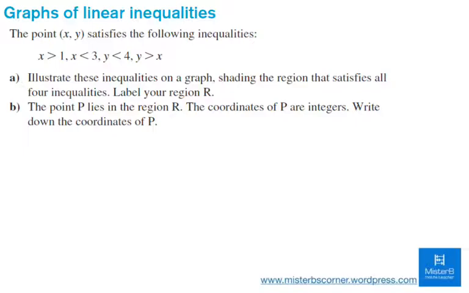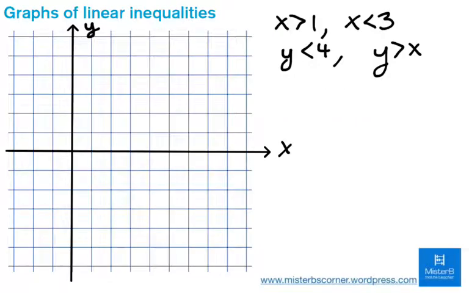So let's try that. Here are our inequalities, and I have to draw these as if they are linear equations first to find the borders of the region. So basically, x greater than 1, I will consider this as x equals 1. So I'll draw this. And then x is less than 3, I'll consider this as x equals 3. And then for y less than 4, I'm going to consider y equals 4.